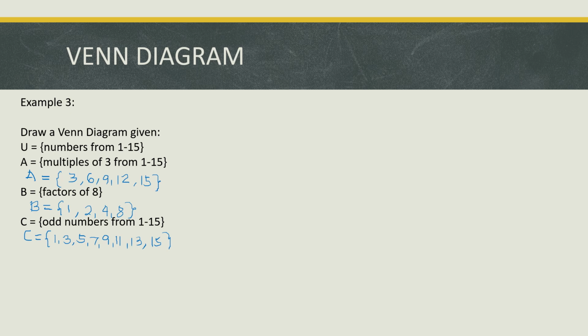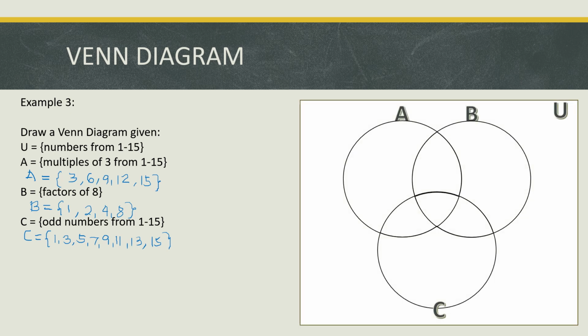Since now we have the three sets, A, B, and C, drawing a Venn diagram, we should have three circles inside our rectangular shape. For set A is the circle A, for set B is the circle B, and for set C is the circle C.